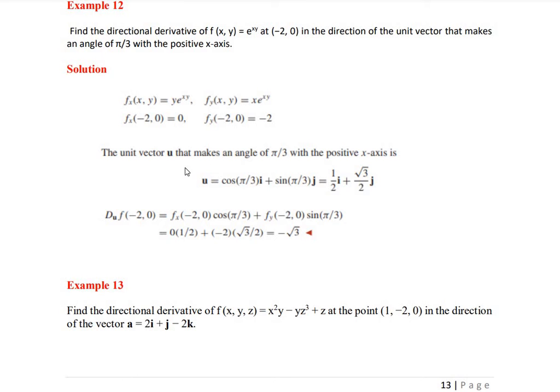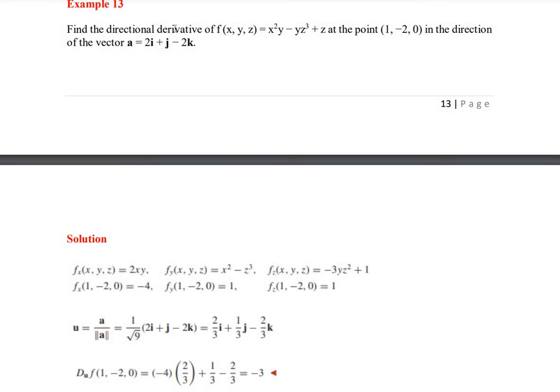Then the unit vector u. This unit vector makes an angle pi/3 with the positive x-axis, so we can write vector u = cos(pi/3) i cap + sin(pi/3) j cap. This is a unit vector. Therefore, the directional derivative of f at the point (-2, 0) in the direction of unit vector u, you can use that formula. You will get the answer as minus root 3.